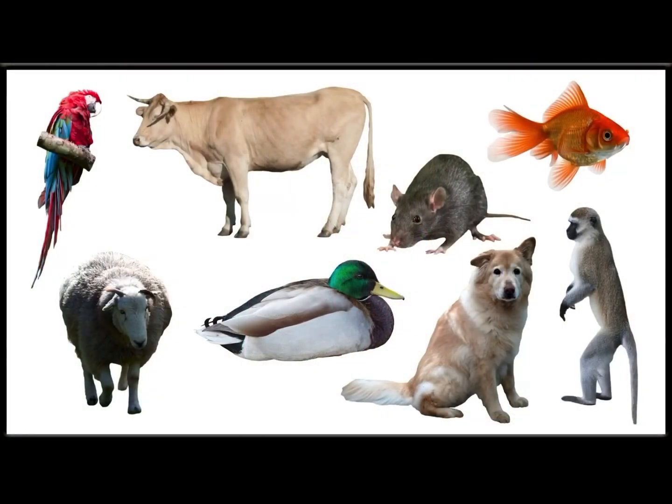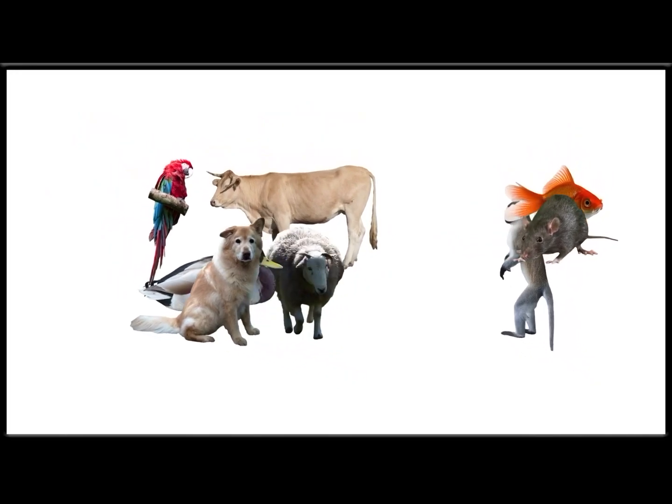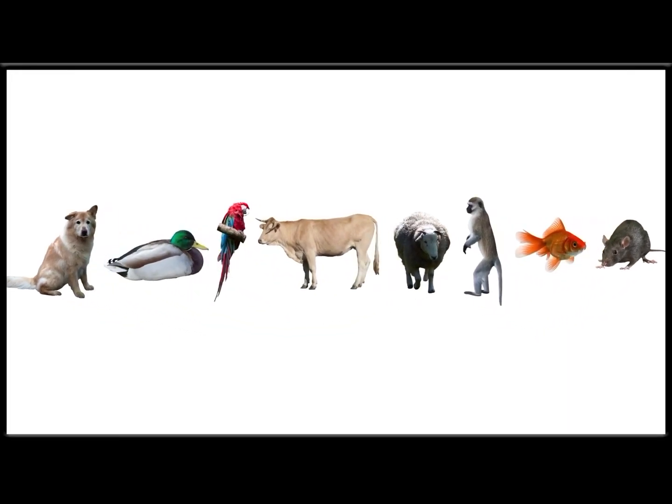Dr. Dolittle needs to divide them into two groups, animals that live inside and animals that live outside. Let's see what he does. First, Dr. Dolittle puts all the animals in one big group. We can also call this group of animals a whole set.